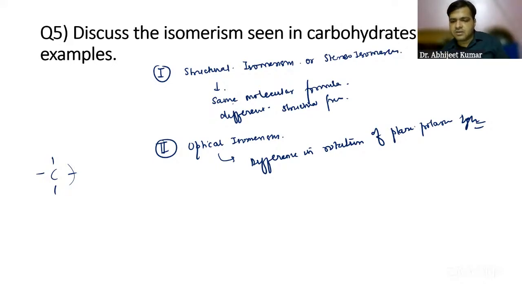So yes, optical isomerism, guys, you just have to remember the ability to rotate the plane polarized light. Okay, so yes, the property is called dextro rotation, right? So that is something you can remember.